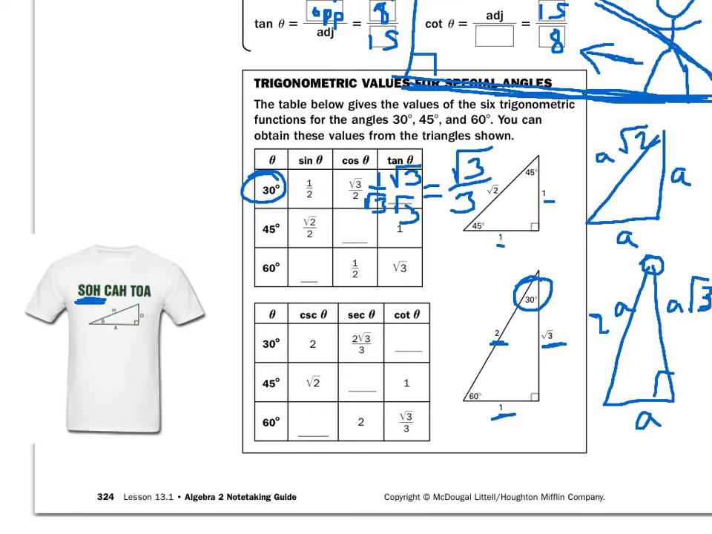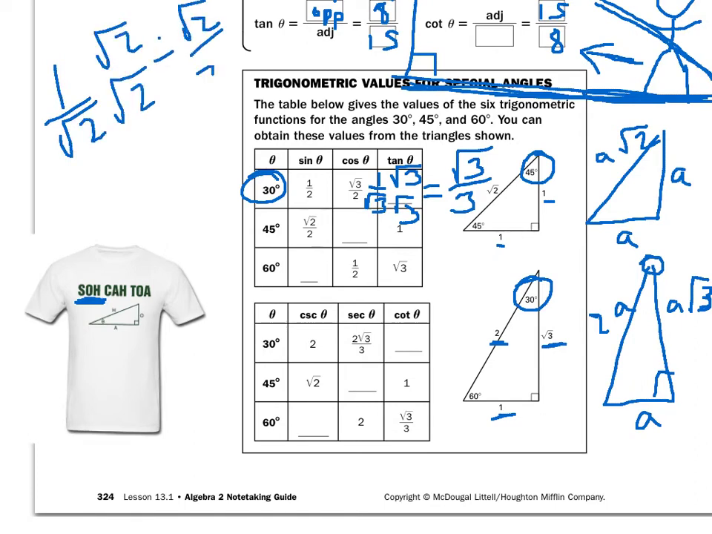The sine of 45, so I can take either one of these and do the opposite over the hypotenuse. Well, when I do 1 over the square root of 2, and I multiply the top and the bottom by the square root of 2, I get the square root of 2 over 2. And that's what the sine of 45, actually that's what the cosine of 45 also equals, the square root of 2 over 2. So those are easy to memorize. And the tangent of it equals 1.